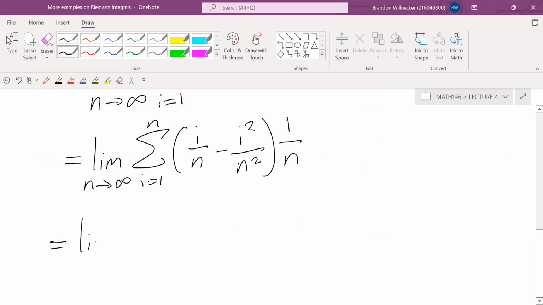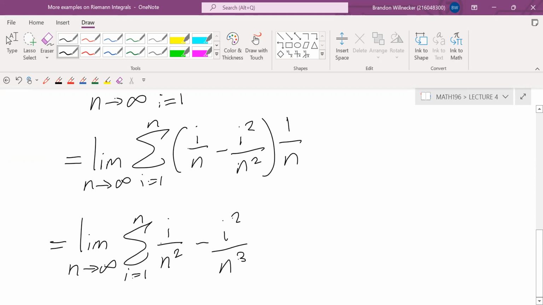So this is going to be the limit as n goes to infinity of the sum from i equals 1 to n. And if we multiply this out, we're going to get i over n squared. And then multiplying the second term, that's minus i squared over n cubed. Okay, so we just multiplied that delta x inside.